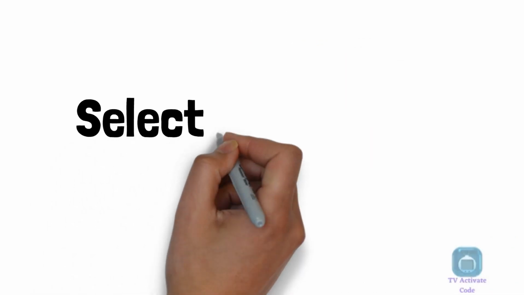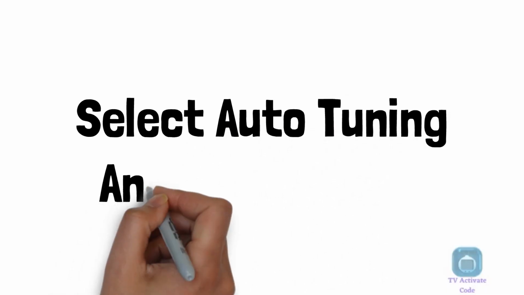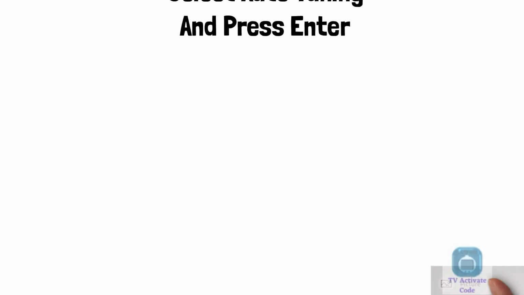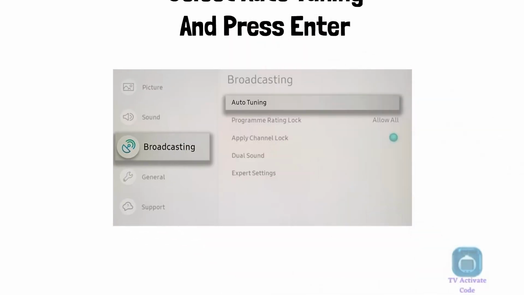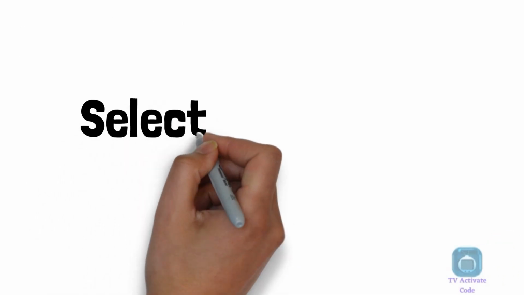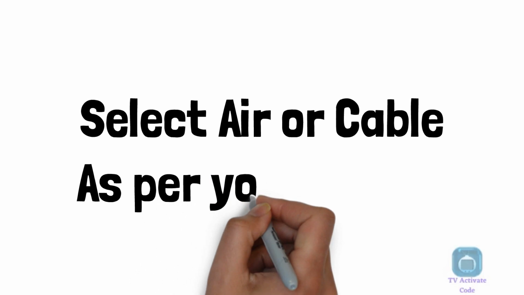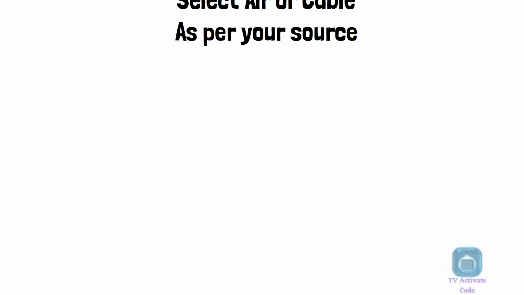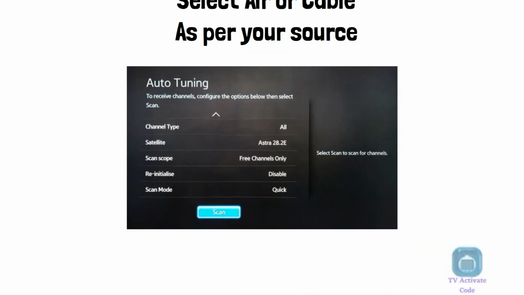In the broadcasting menu, select auto tuning using the directional pad and press the enter button. If you're using an antenna to receive TV signals, select air as the antenna type. If you're using a cable or satellite box, select cable or satellite depending on your setup.